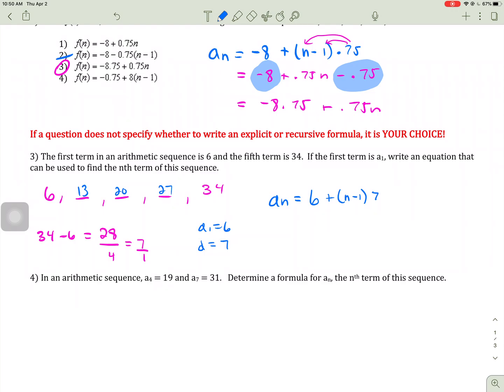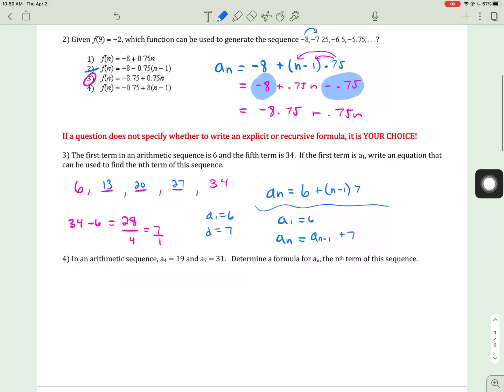Good. Or if you want to write it recursive, you could have written recursive. Remember, you need the first term, and then you write a sub n equals a sub n minus 1 plus 7. Either one of these two answers would have worked. It's up to you. I kind of like the explicit. It's a lot more powerful.